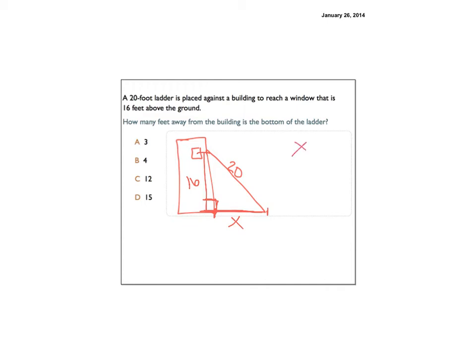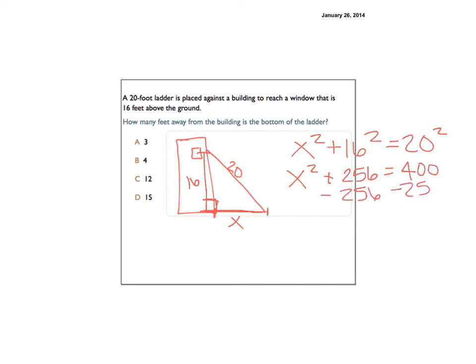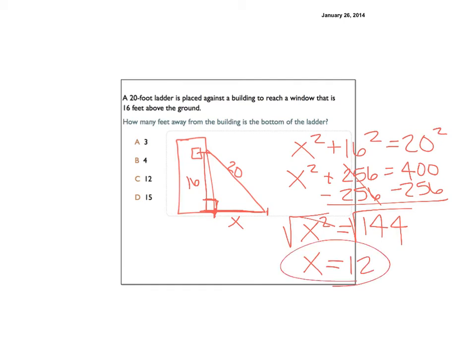So I have x squared plus 16 squared equals 20 squared. That's my hypotenuse. So I have x squared plus 16 squared is 256 equals 20 squared, which is 400. So I'm going to subtract the 256 from both sides. And x squared equals 144. And again, I'm going to take my square root of both sides. So I get x equals 12. And that would be answer C. So this is an example of something you might see on a standardized test like your SATs.